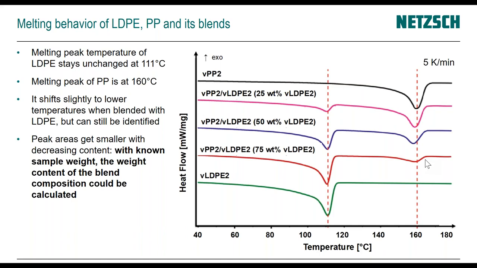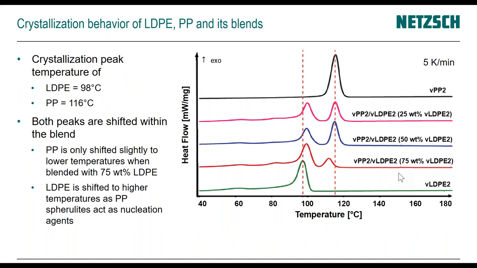Obviously, it's something we determined by our blending compositions. But if you don't know, I wanted to point out again, it's a way to quantify how much of a material is in there. And then we also wanted to look at the crystallization behavior. Here you see again in green, the LDPE crystallizes at 98 degrees C, the polypropylene at 160. So polypropylene, as we're cooling, crystallizes faster.